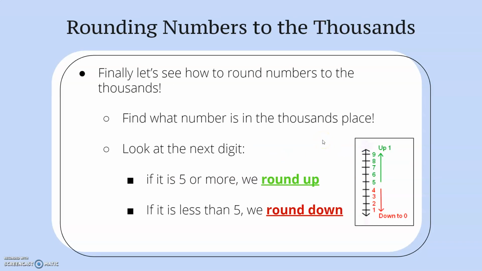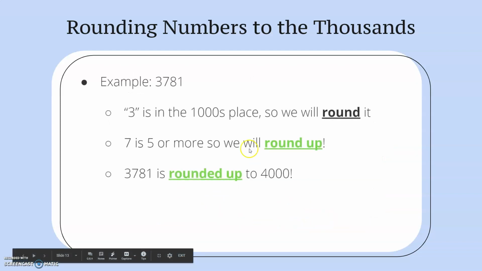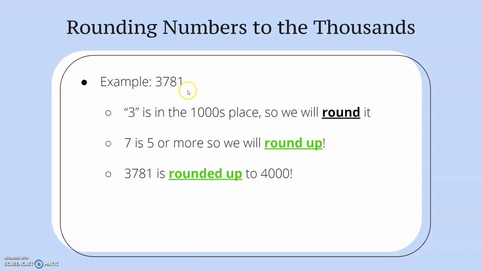And finally, we'll be rounding numbers to the thousands place. Same process. You look at the number in the thousands place, and then you look at the next digit. If it's 5 or more, you round up. If it's less than 5, you round down. For example, 3,781, quite a big number, but since we're rounding to the thousands place, we look at the 3. The 3 is in the thousands place, and we're going to be rounding at that number. The next digit after that is 7. And since 7 is 5 or more, we'll be rounding up. So 3,781 is rounded up to 4,000.